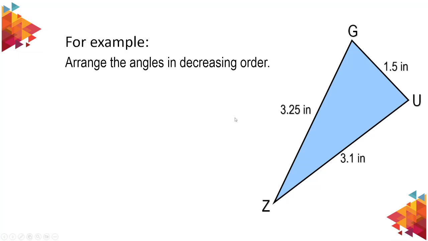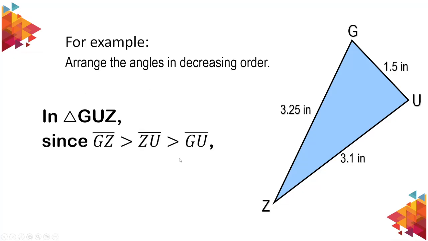Last but not the least, you can pause this video, class, and answer on your own. Again, decreasing means from the largest angle to the smallest angle. So we know that the sides are arranged in this manner in decreasing order: GZ here, the longest, ZU is the mid-size, and GU is the shortest.